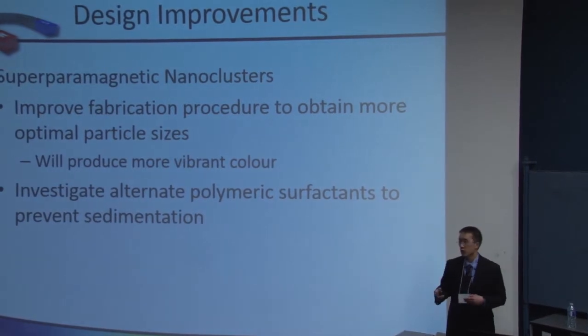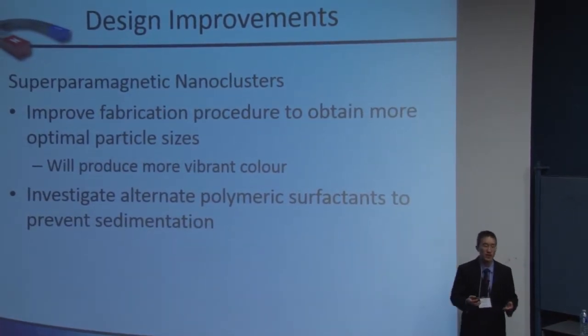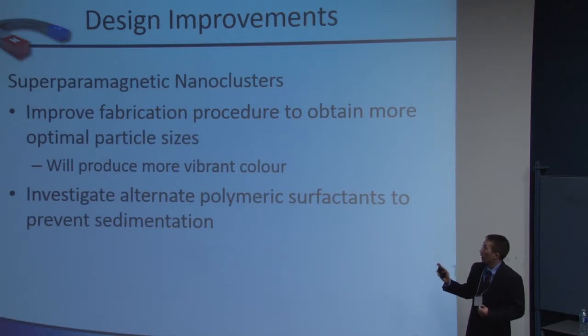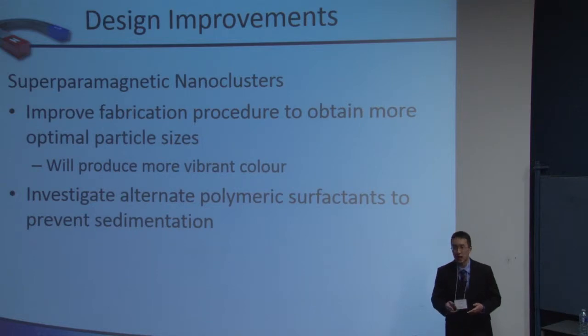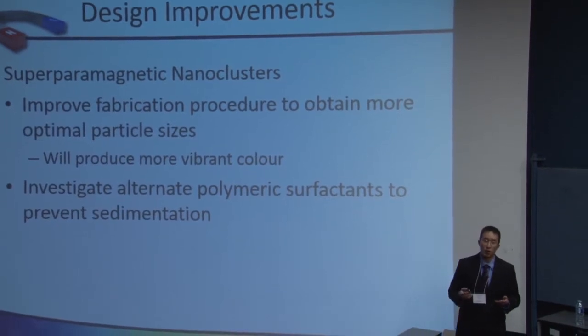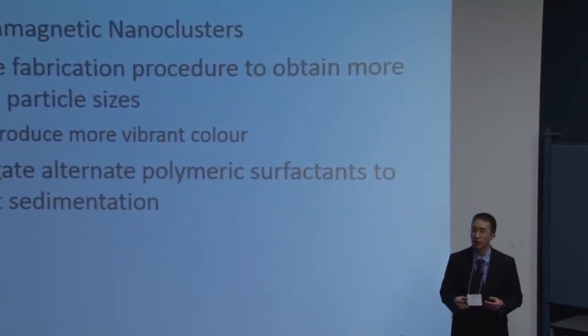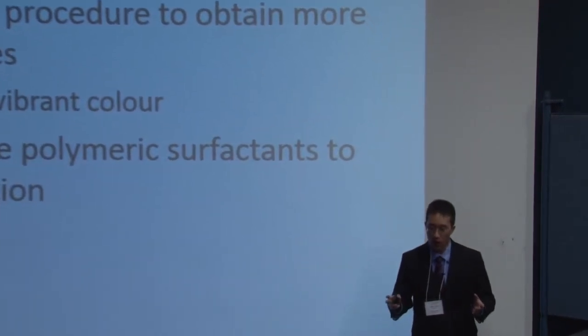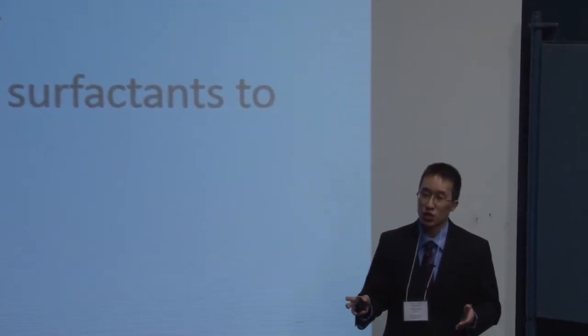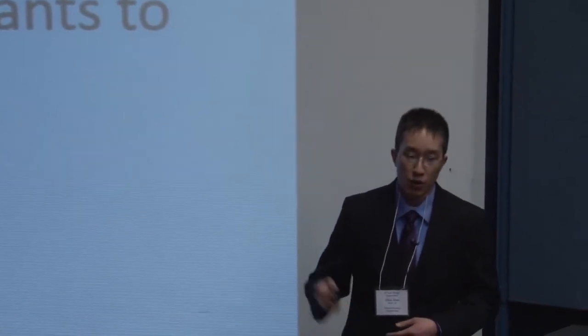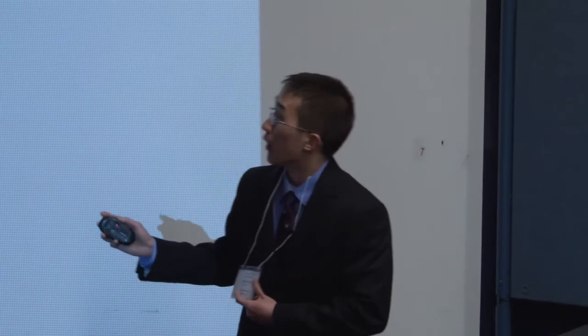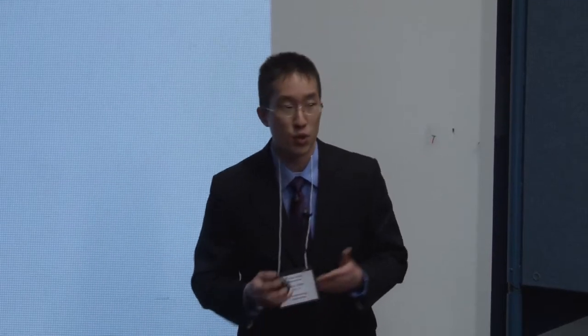So from our conclusions, there are several recommendations we can make to improve the design of our prototype. As Kenji mentioned, our nanoclusters were not the desired size. They were significantly larger. In the literature, it was reported that a size of 140 nanometers is optimal to achieve the most vibrant color, as well as being easiest to achieve a very wide spectrum. So if we are able to improve the process to actually match that size, then we should be able to obtain a much better and more vibrant display.